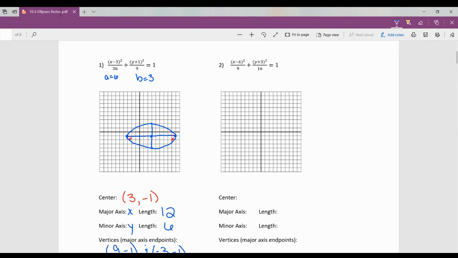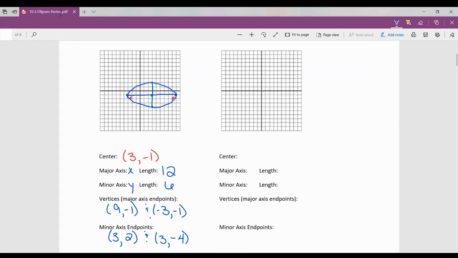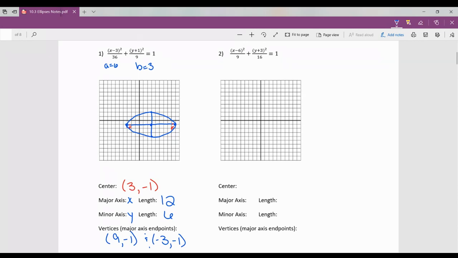All right, next one, we've got the equation. And if you look at the equation, the bigger number is under the y. So it's going to be a vertical. The major axis is vertical. So my center of this one is going to be 6, negative 3. So I go to 6, negative 3. 1, 2, 3, 4, 5, 6, negative 1, 2, 3. And there's my center point.